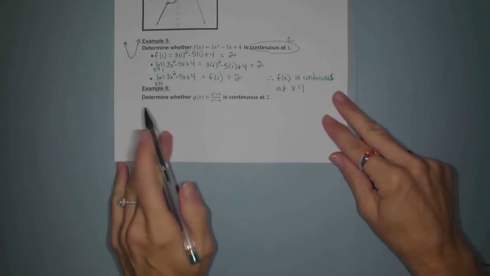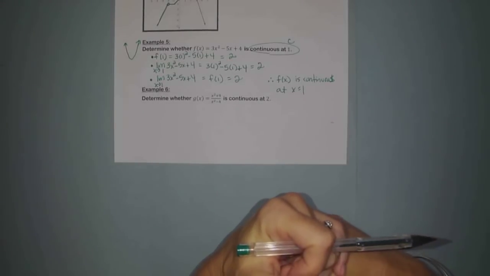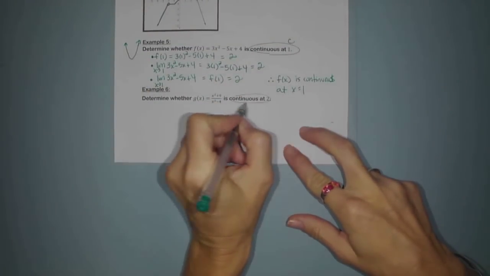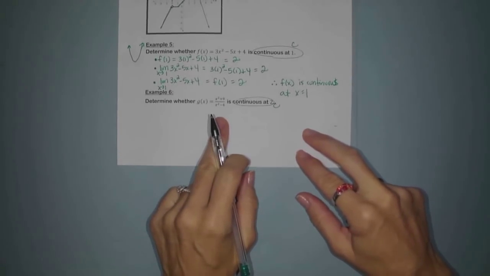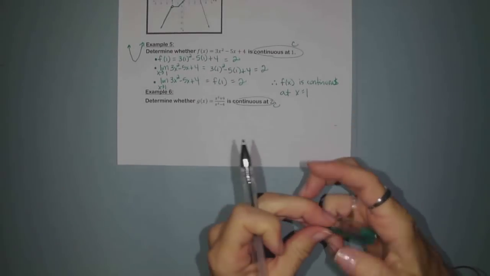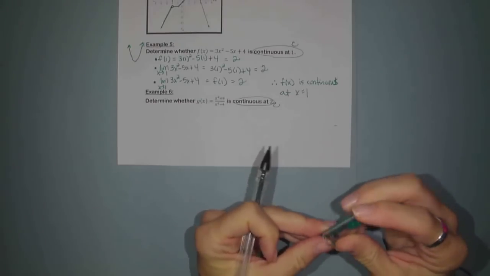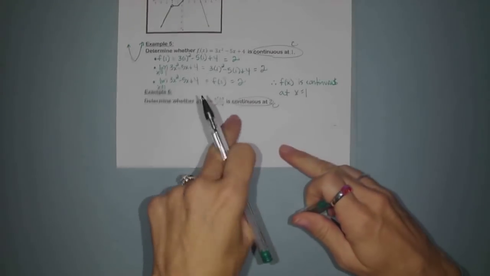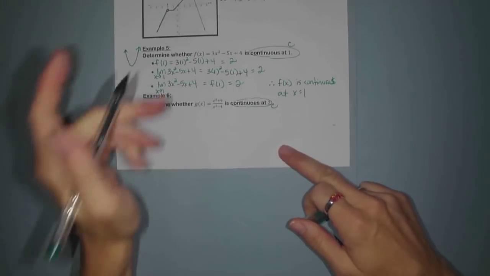All right, now, example 6. Determine whether g of x equals x squared plus 9 over x squared minus 4 is continuous at x equals 2. So there's my c. Now this one, I'm a little bit more worried about this. It's a rational function, and we've studied the fact that rational functions have hiccups. They have vertical asymptotes, they have horizontal asymptotes, they have holes. So this one has way more potential of being discontinuous than my quadratic. So I'm really going to have to be careful here.